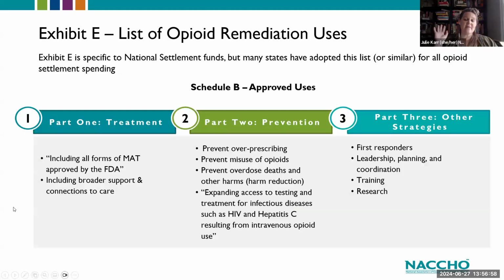Schedule B approved uses, we have treatment, prevention, and other strategies. Again, MAT, or what sometimes is called MOUD, medication for opioid use disorders, that are approved by the FDA, supporting people, connections to care, preventing overprescribing, misuse of opioids, other harms associated with that. And this is another big one, expanding access to testing and treatment for infectious diseases such as HIV and Hep C, resulting from intravenous opioid use, as well as other strategies like supporting first responders, leadership, planning, coordination, training, research. All of these are a part of this big, again, Exhibit E and the national settlements. And a lot of them have been adopted by the other settlements that are out there.